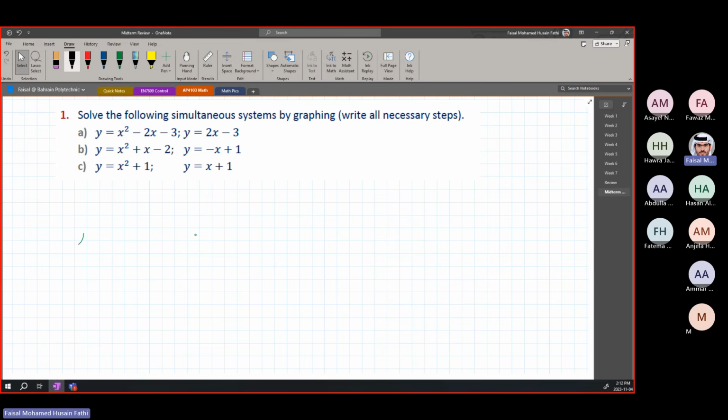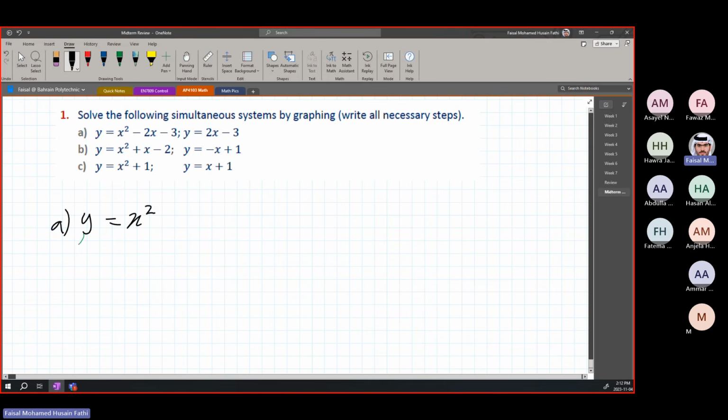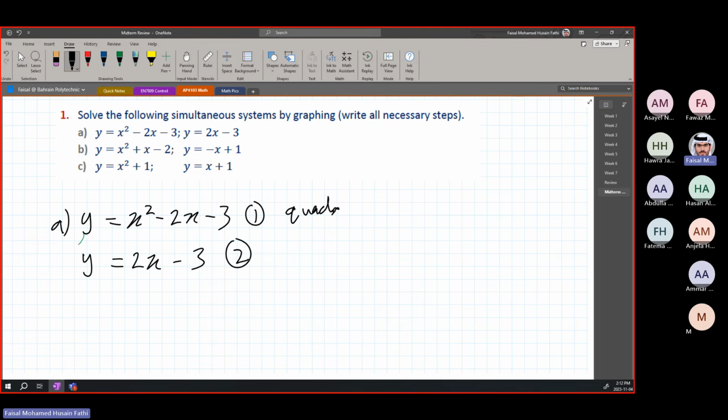First step of it is exactly the same thing. So we have two equations, part A. We have y is equal to x squared minus 2x minus 3. And we have y is equal to 2x minus 3. So this is equation 1. Equation 2. Equation 1 is quadratic. Equation 2 is linear.